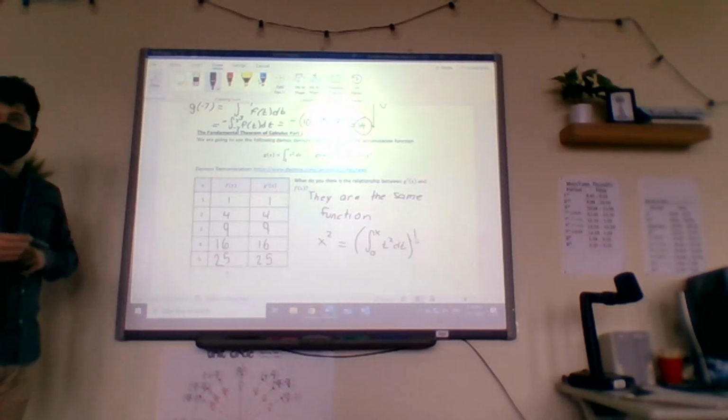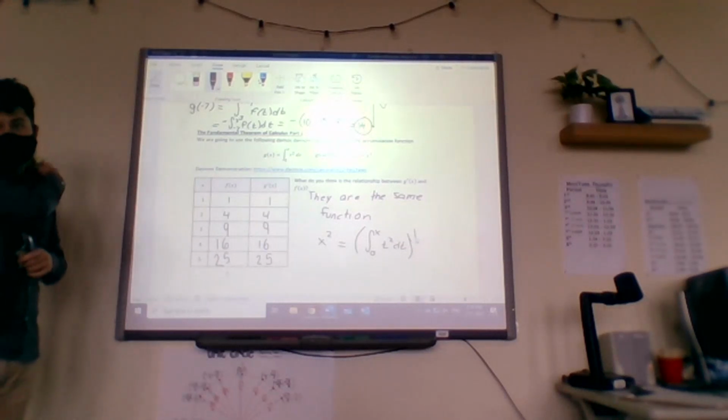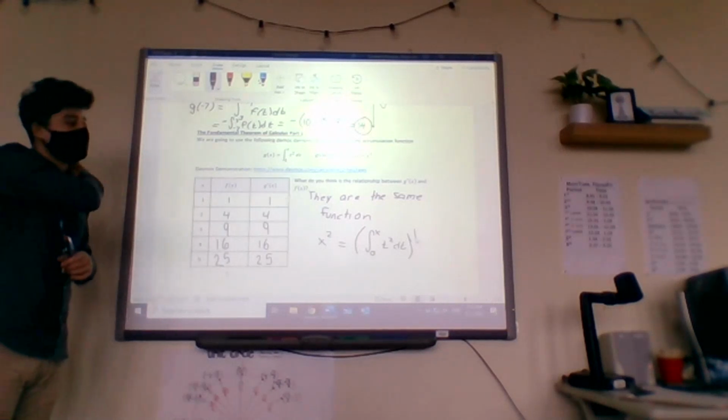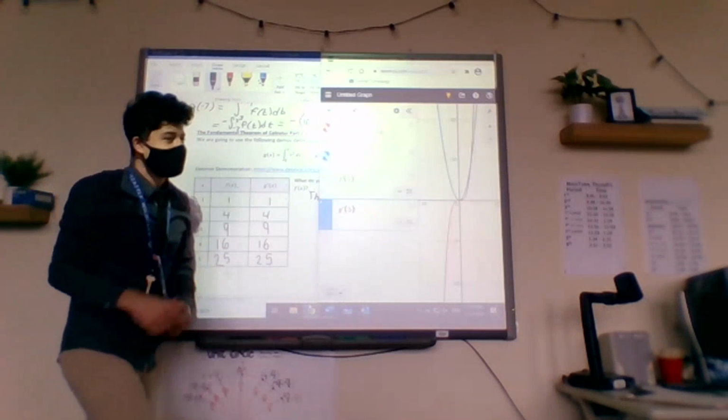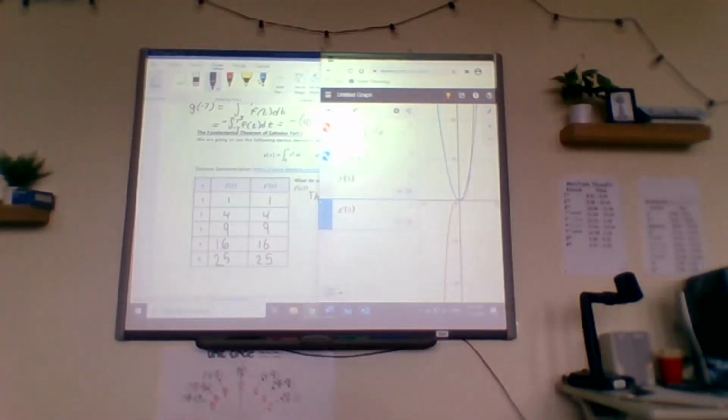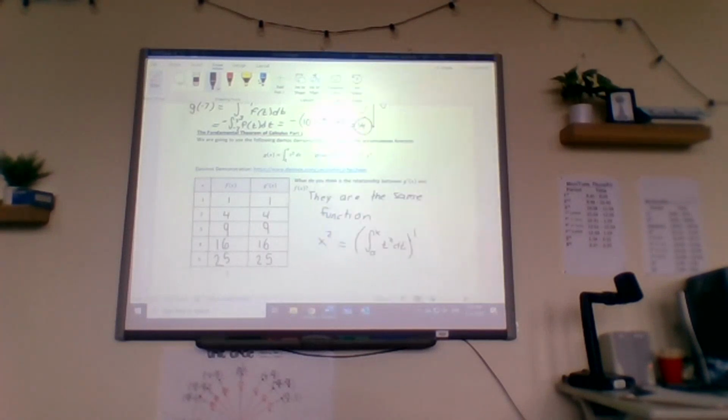Does that only apply to x squared, or if it was like t cubed and x cubed, would it also work? Whoa, interesting question. Let's check. So the question was, does that only apply if it's x squared or any function? Oh, sorry, here's what I wrote. This is a prime symbol. Maybe I should have done the d dx because that looks like a 1. That's a prime. Remember, the derivative of this is equal to x squared.